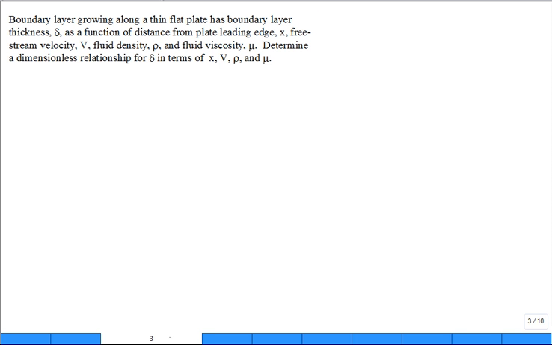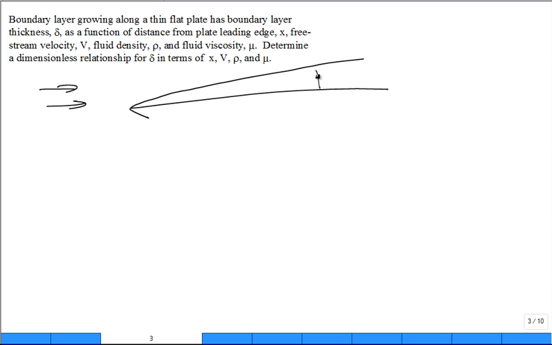A boundary layer growing along a thin flat plate has a boundary layer thickness of delta. So this is a problem where you have a sharp edge plate, flow comes at it, and you pick up a region that senses the presence of the flat plate. And inside that region, it's fluid, but the fluid is slower than the free stream out here, where it's all just V, because it's felt the presence of a stationary flat plate. This region in here is what they call the boundary layer.